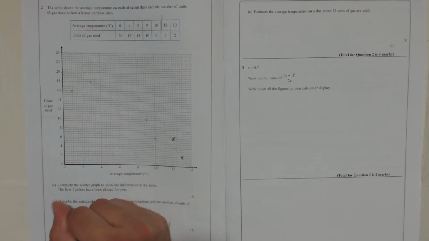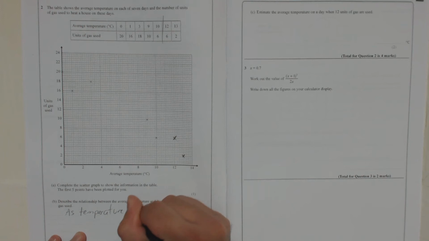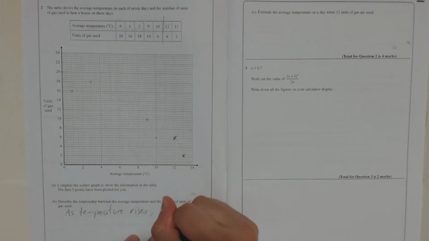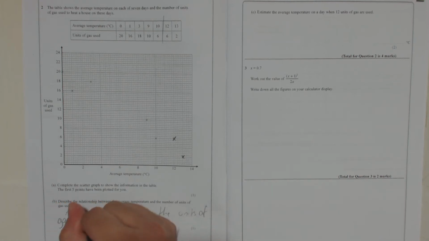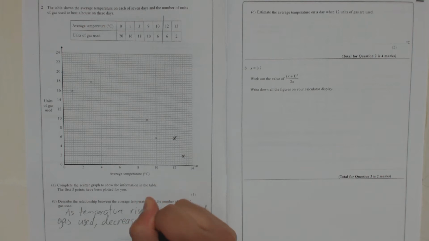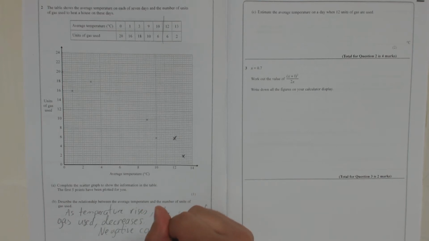So I'm going to write, as temperature rises, the units of gas used decreases. And I'm also going to add, for good measure, negative correlation. Ooh, how do you spell correlation? Be quite embarrassing if I spelled that wrong. Apologies if I did. Right.